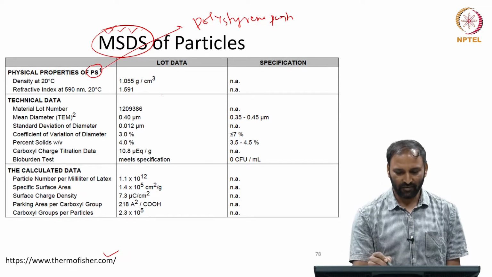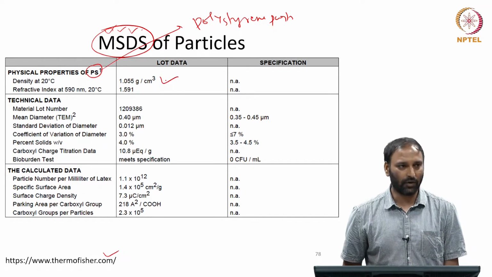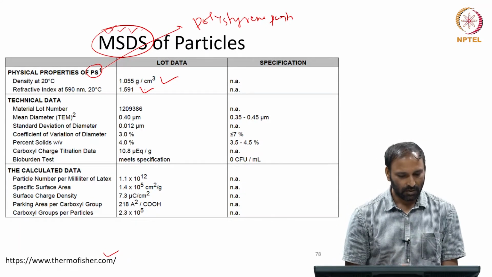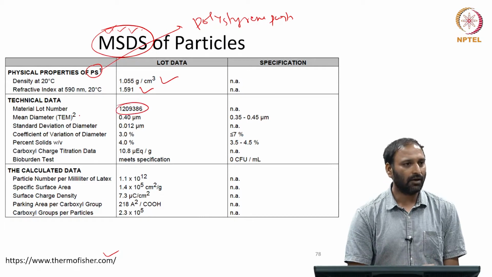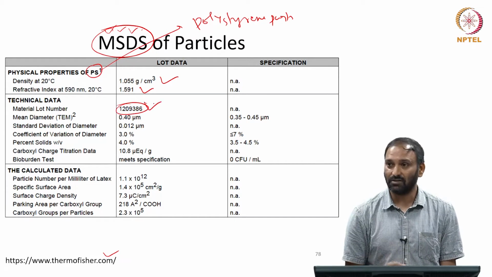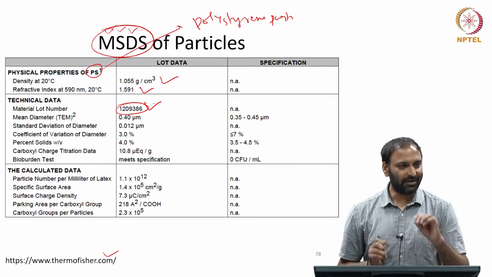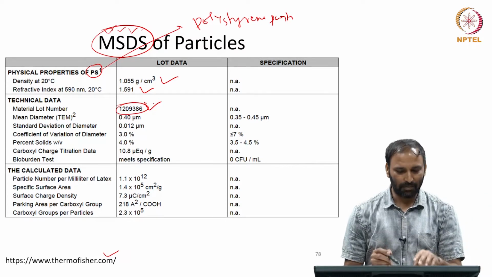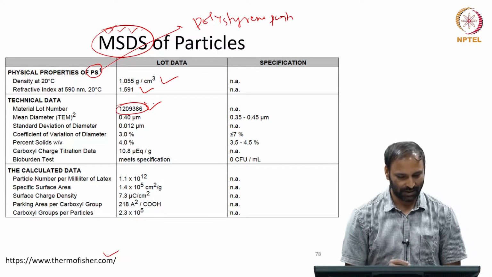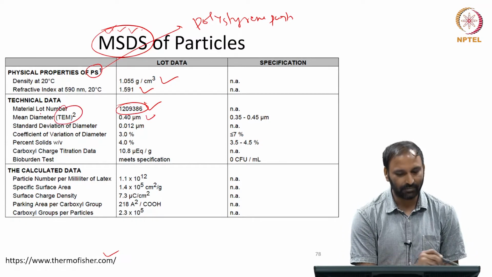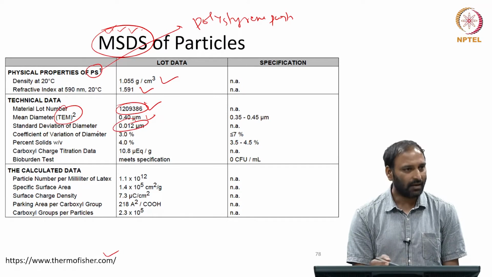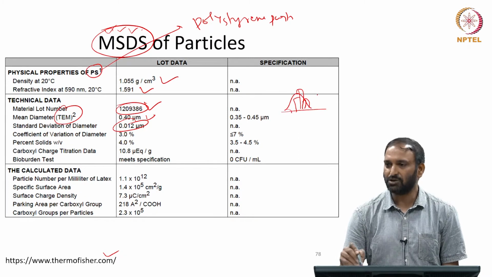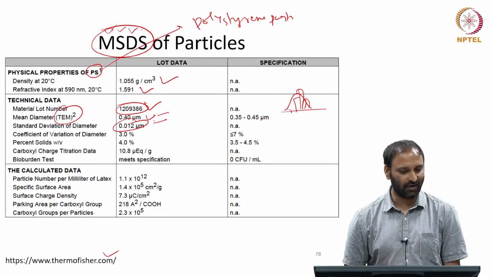Let us look at what they give. They give you the density of the particle, 1055 kg per meter cube, and the refractive index. They give you a lot number. All the particles that you buy are identified by this number. That means whether it's supplied here or elsewhere in the world, you will get particles of exactly identical nature. They give the mean diameter measured by TEM, with a standard deviation. You get this histogram, fit a distribution function, and get the mean size and the standard deviation.